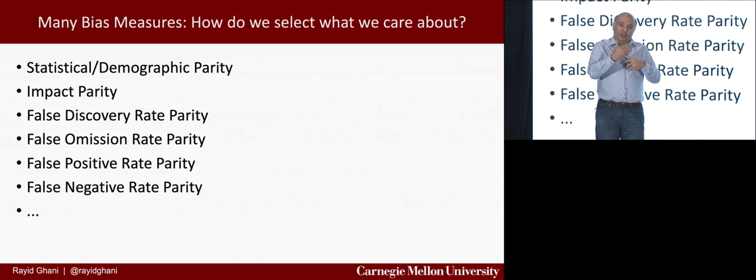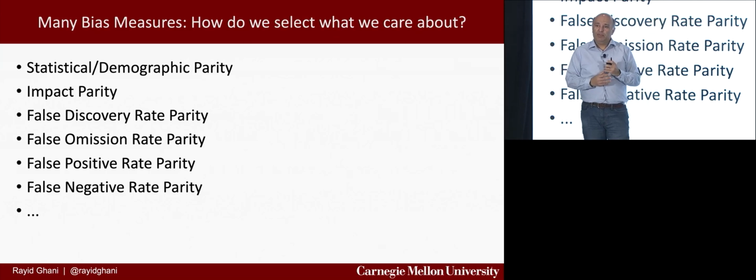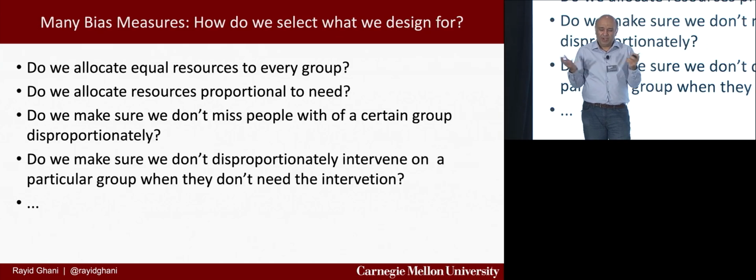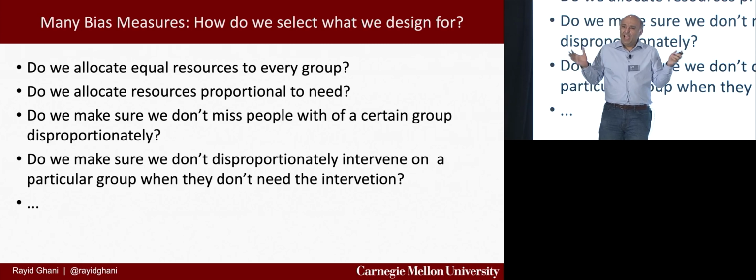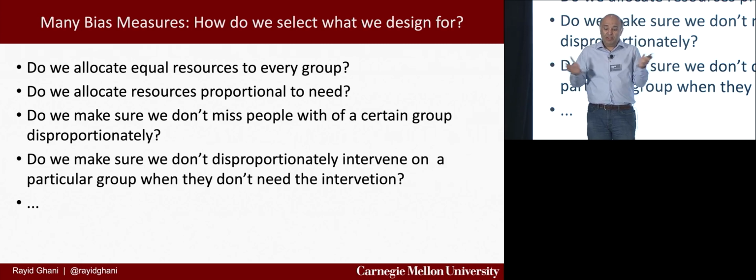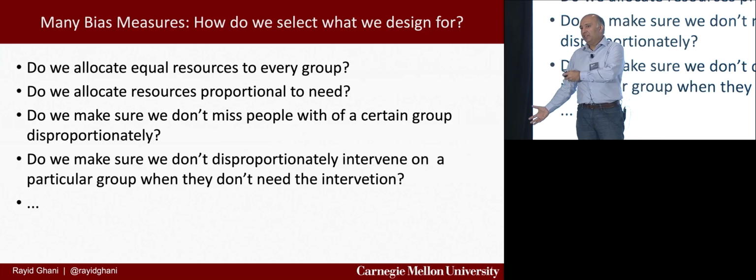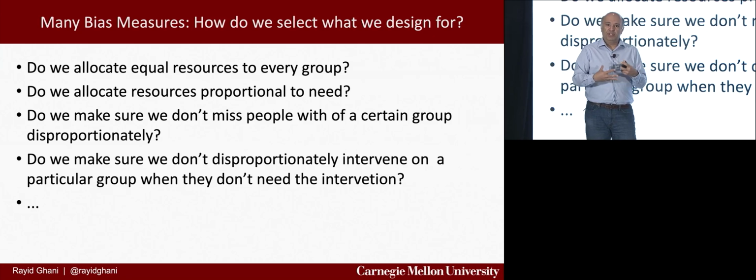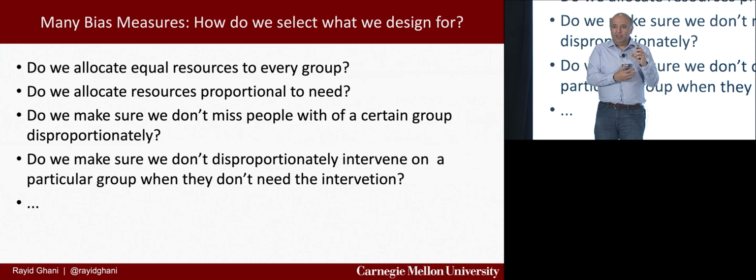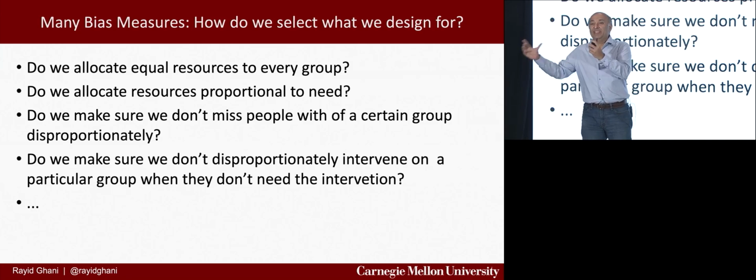Now, one result of all of these definitions of metrics was people asking, well, what does it actually mean? Well, if we want to allocate equal resources to every protected group, we should care about this metric. If we want to allocate resources proportional to need, we care about this metric. If we don't want to miss people disproportionately who need some support of a specific type, we care about this metric. If we don't want to disproportionately intervene incorrectly on a particular group, we care about this metric.